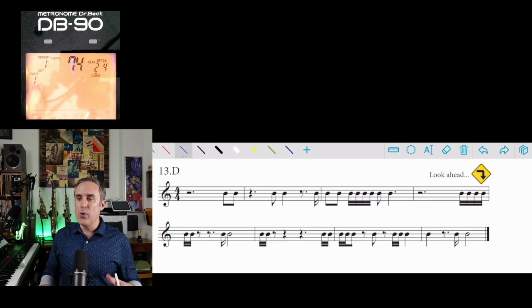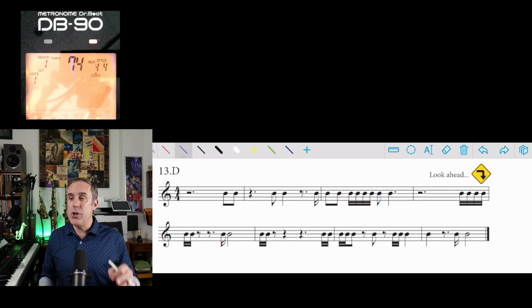1, 2, ready, and T, T, T, ta. A T, T, Tik-A, Tik-A, Tee, ta. Tik-A, Tik-A, Tik-A, a ta, Tik-A. Tik-A, Tik-A, Tee, Tee, Tik-A, ta, ta, a ta.